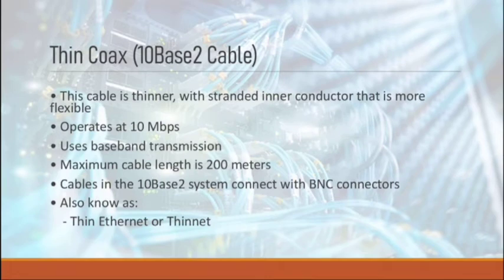While thin coax or 10Base2 cable is thinner than thick coax. It has a stranded inner conductor that is more flexible. It operates at 10 Mbps. It uses baseband transmission also, and the maximum cable length is 200 meters. Cables in the 10Base2 system connect with BNC connectors. It is also known as thin Ethernet or thinnet.